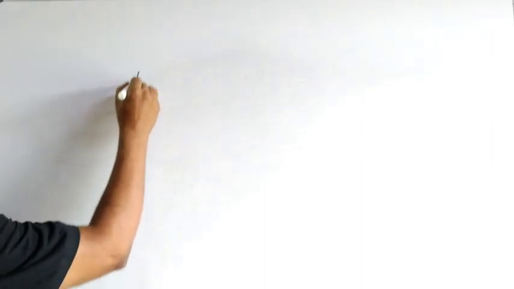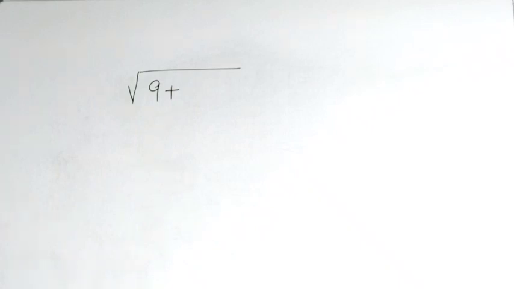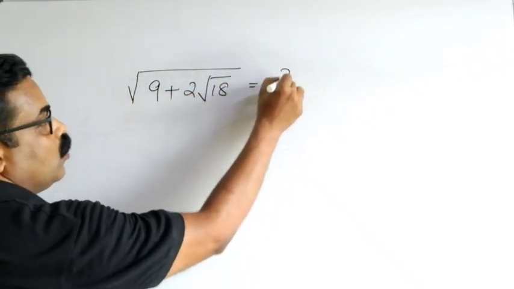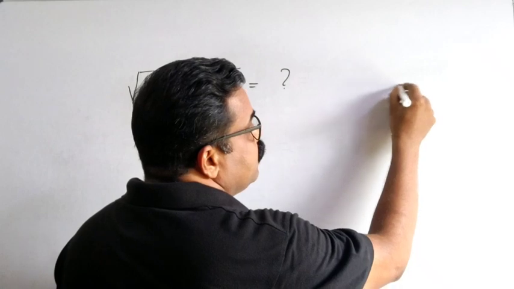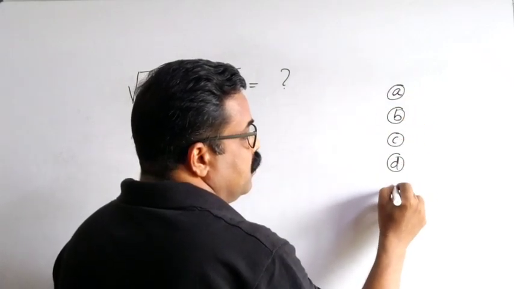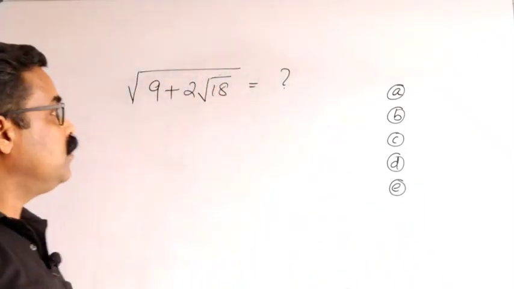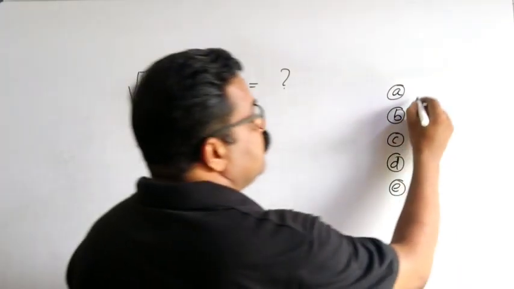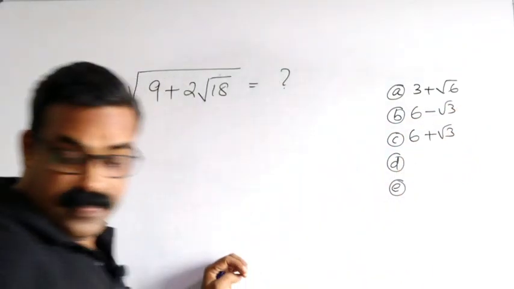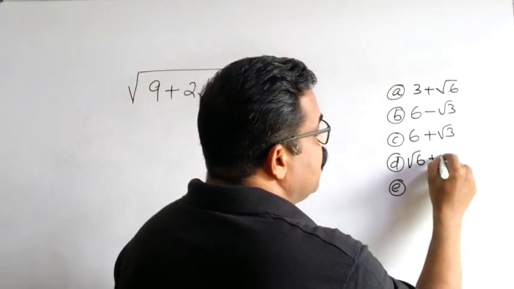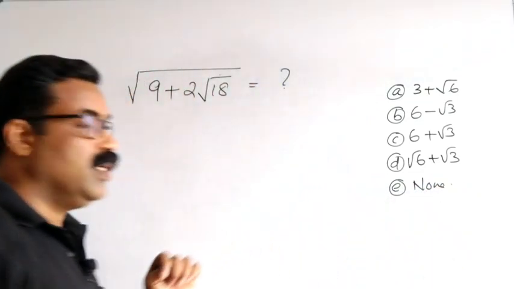Let us go to a different type of question now. We have a question here. Root of 9 plus 2 root 18 is equal to what? A root under a root. 9 plus 2 root 18 is equal to what? Here 5 options are also given. The options are 3 plus root 6, 6 minus root 3, 6 plus root 3, root 6 plus root 3 and none of this. 5 options are given to you.